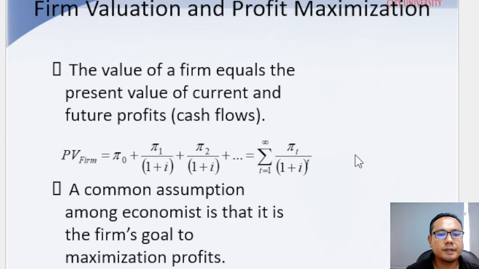Okay, firm value and profit maximization. The firm value of a firm equals the present value of current and future profit, I mean cash flow. A common assumption among economists is that it is the firm's goal to maximize profit. So this means the present value of current and future profit. So the firm is maximizing its value.